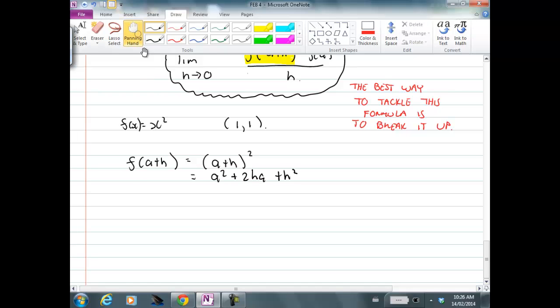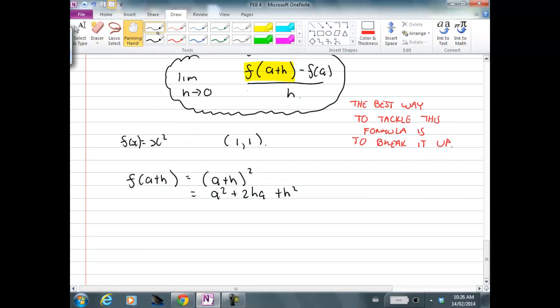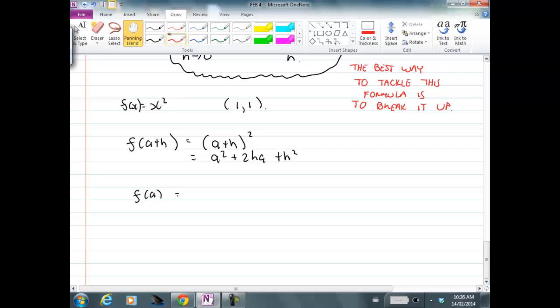Now, here's what I'm going to do. I'm going to do f of a. So I'm going to just highlight this in blue. So I'm going to tackle this next part, f of a. I'm going to write it here. Again, don't sub in any numbers yet. If you sub in numbers, you're going to get yourself into a lot of trouble. F of a, would you agree it's just equal to a squared? That's f of a.